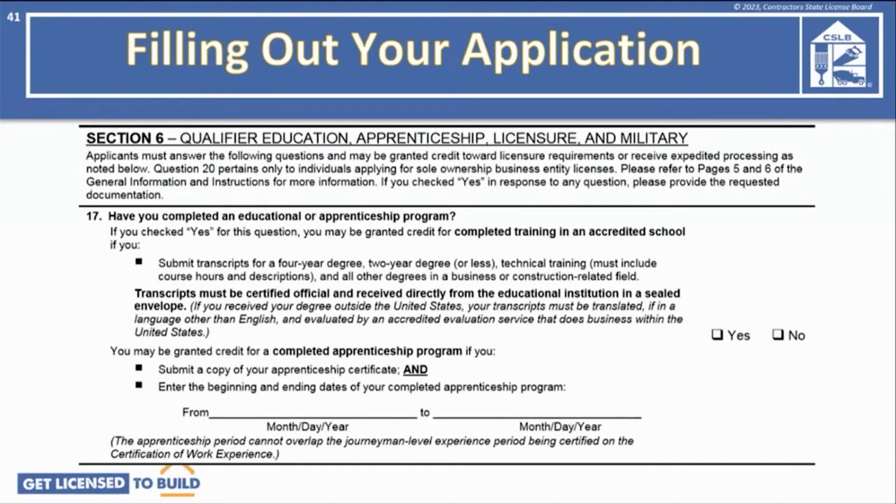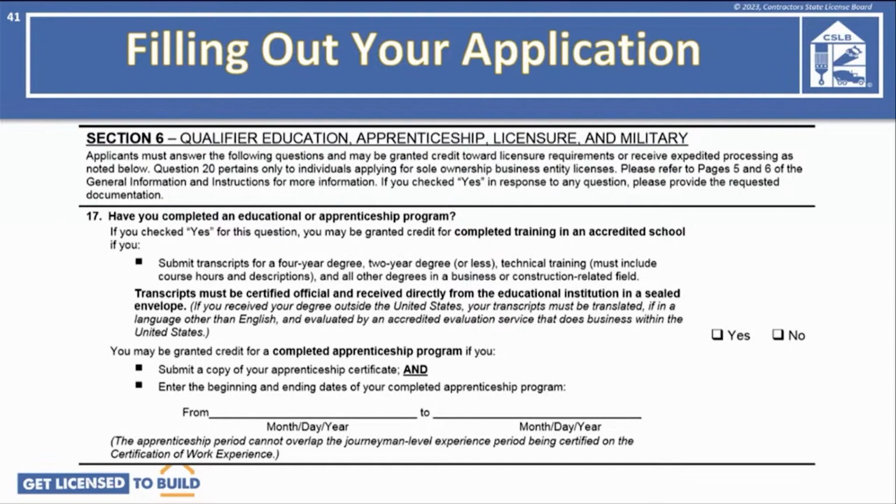Section 5 is a series of yes and no questions, so we're not going to cover those here. Part of the application, Section 6, Qualifier Education, Apprenticeship, Licensure, and Military. You may be granted credit towards the 4-year experience requirement based on your education.